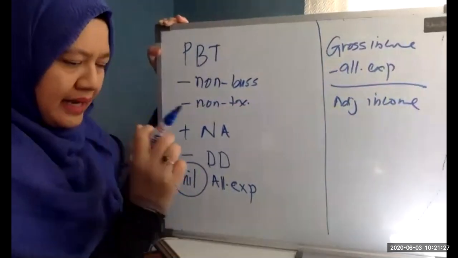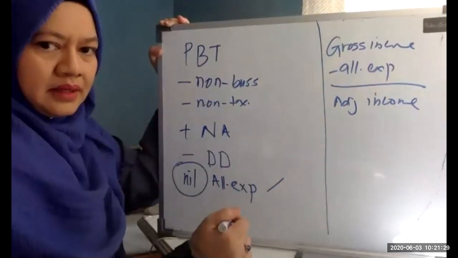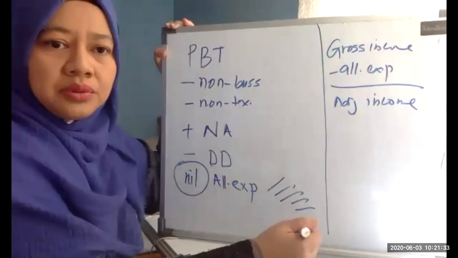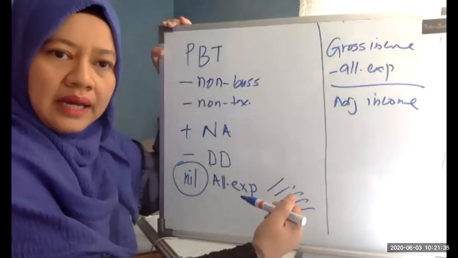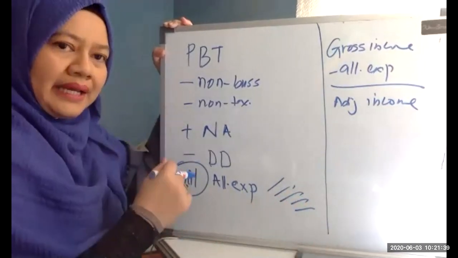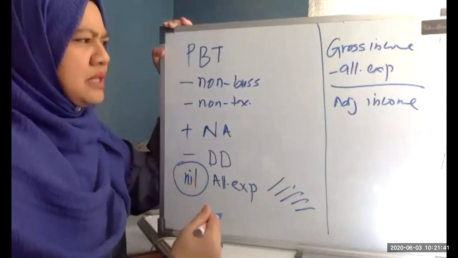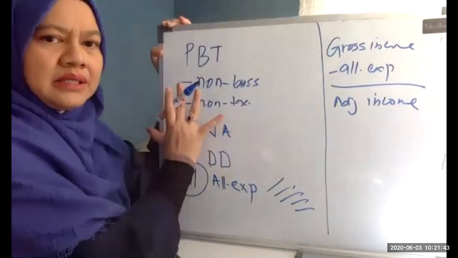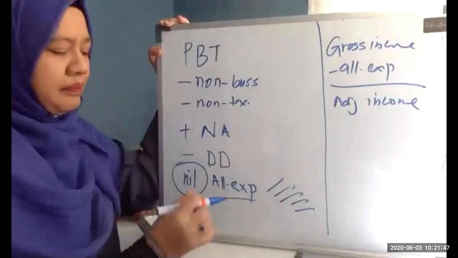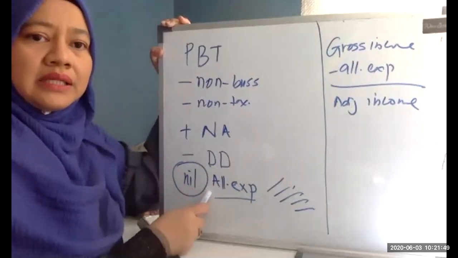Every item has one tick. So for nil, maybe there are dozens of ticks here. So make sure that you have your answer. All right, if there is no adjustment, you have to put that item as nil. Some students say, okay, I'll just do the adjustment, no need to put nil. Alright, true. You will get the same adjusted income, but you will lose marks for the nil.